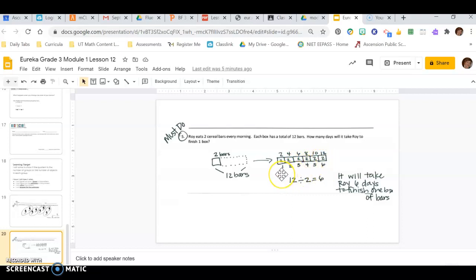But then I had to go back and count how many days that was, because the question is asking me how many days it will take Roy to finish one box. So here Roy has eaten the whole box because I counted to 12. And you see my number of days, 1, 2, 3, 4, 5, 6. So 12 divided by 2, this is 12 bars in a box, divided by 2 bars each morning equals 6 days. So it will take Roy 6 days to finish one box of bars.